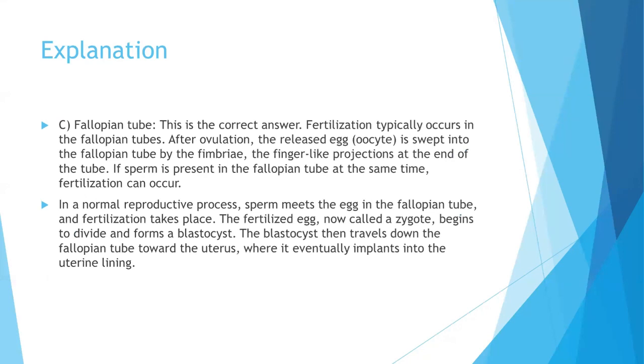So, fertilization typically occurs in the fallopian tubes. After ovulation, the released egg is sucked into the fallopian tube by the fimbriae, the finger-like projections at the end of the tube. If the sperm is present in the fallopian tube at the same time, fertilization can occur. The fertilized egg, now called a zygote, begins to divide and form a blastocyst. The blastocyst then travels down the fallopian tube towards the uterus, where it eventually implants into the uterine lining.